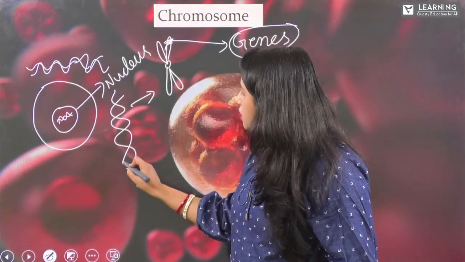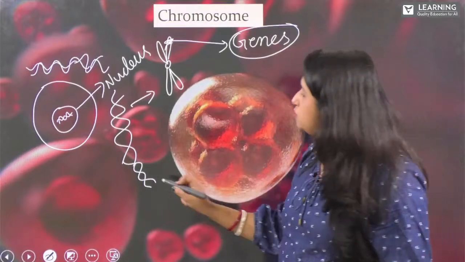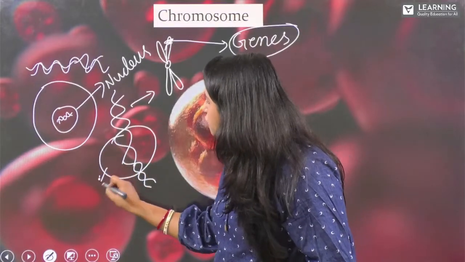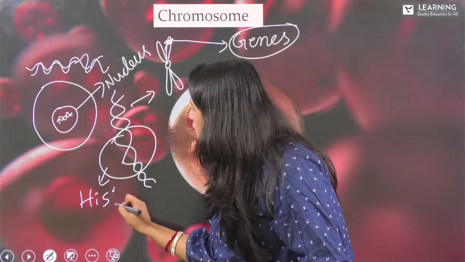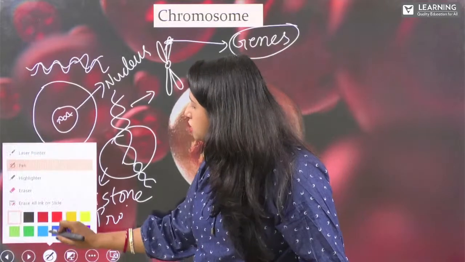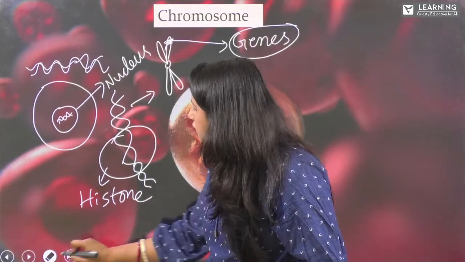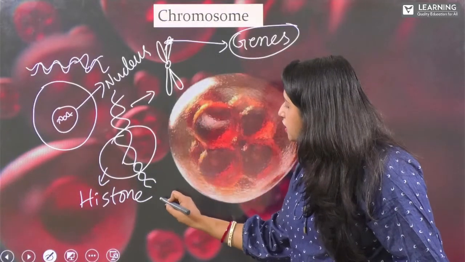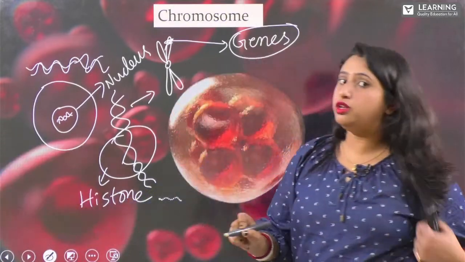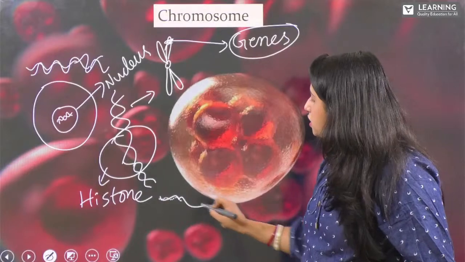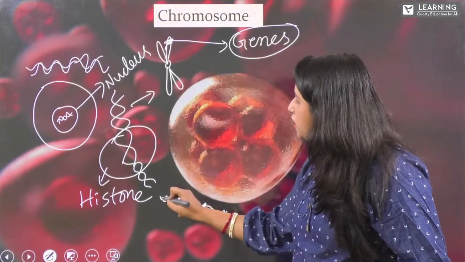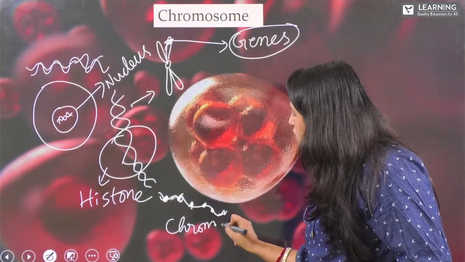As you will learn in class 12, the chromosomes are formed when the DNA tangles over the histone proteins during the process of DNA replication. During that time, small bead-like structures are formed. These are known as chromatin.